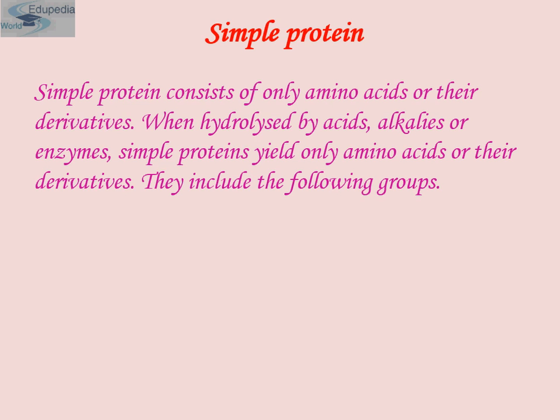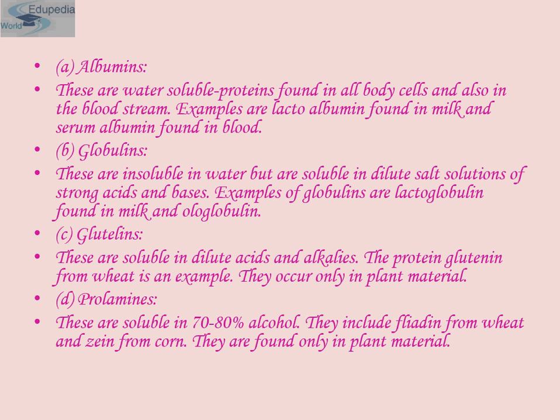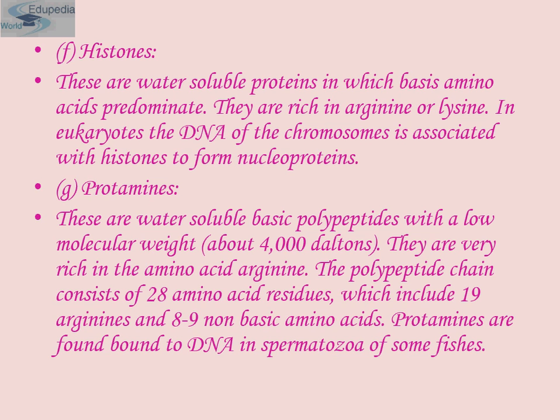Now the simple protein. A simple protein consists of only amino acids or their derivatives. When hydrolyzed by acids, alkalis or enzymes, simple proteins yield only amino acids or their derivatives. They include the following groups: albumin, globulin, glutenin, prolamines, histones and protamines.